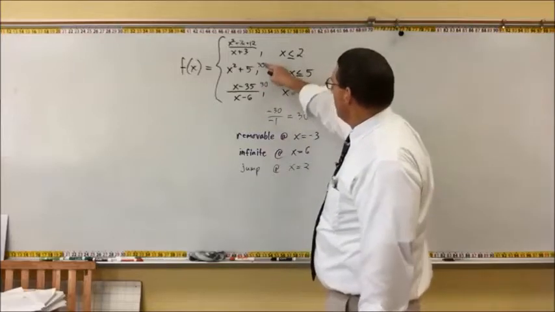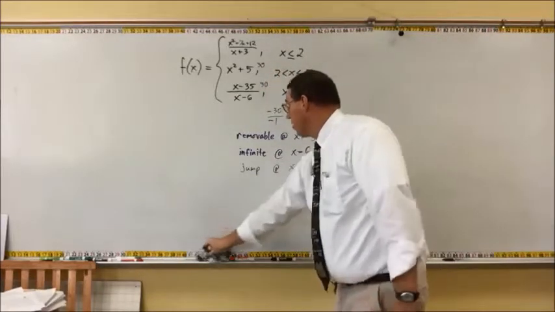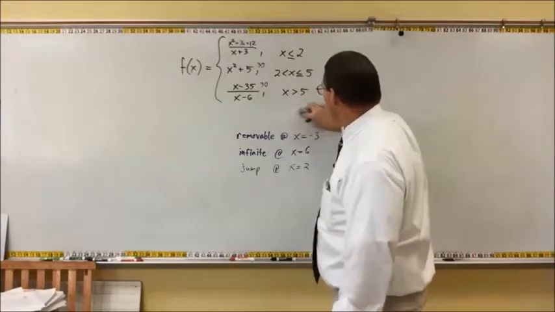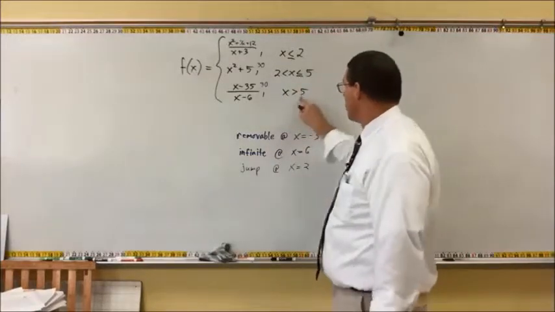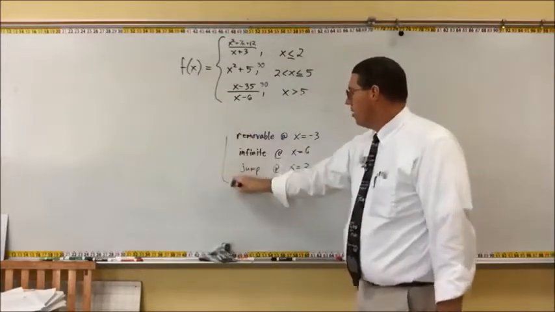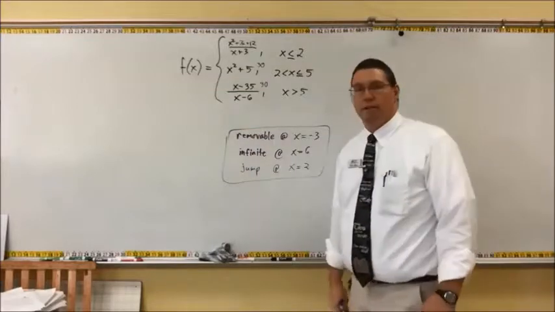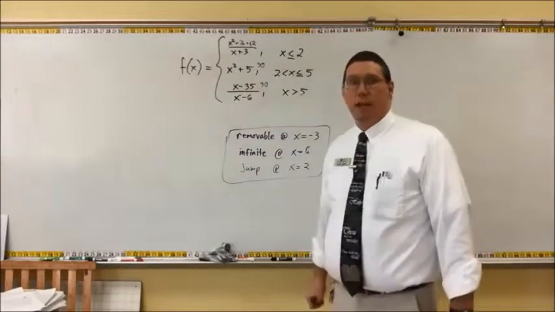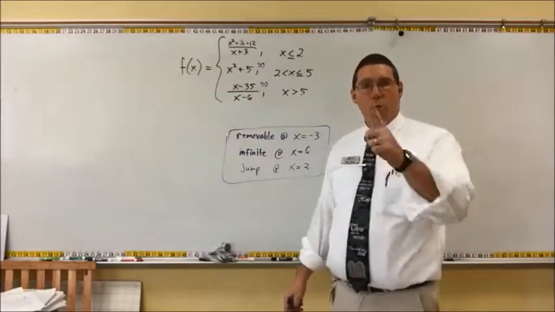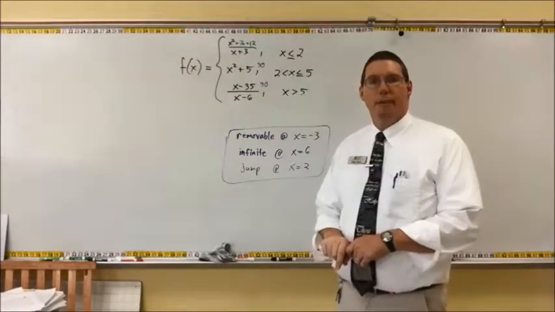We have the same number, and therefore this function, f of x, is continuous at x equals 5. And so these are the discontinuities on this function f of x. Okay? We're going to do one more example, and then we're going to be done.